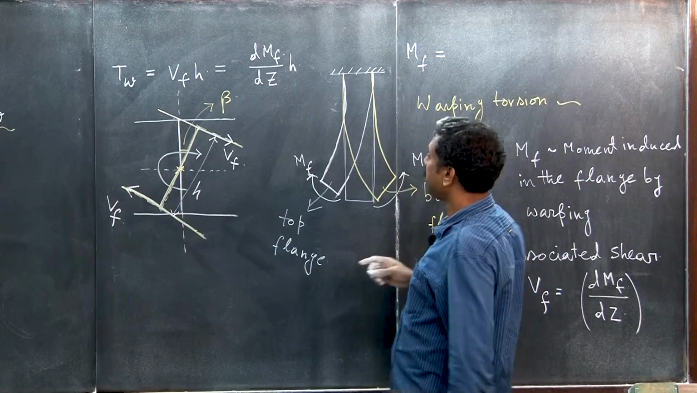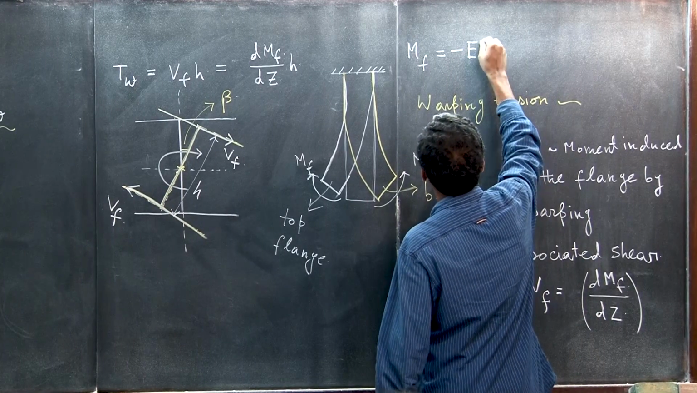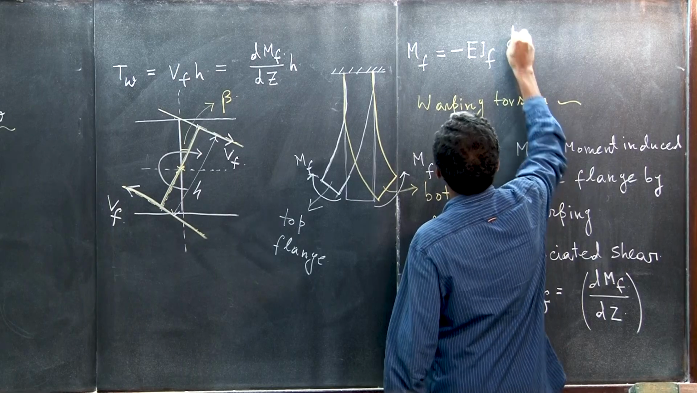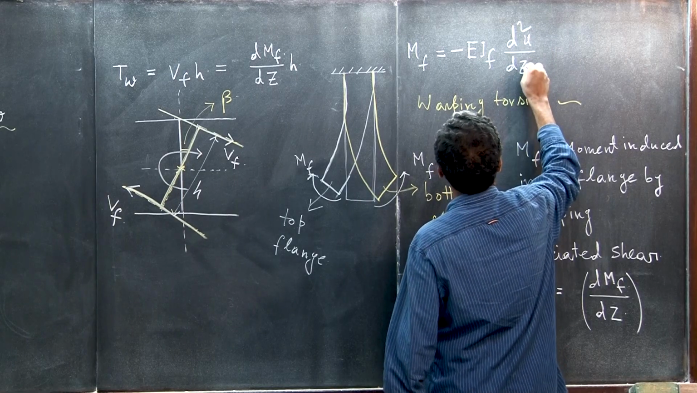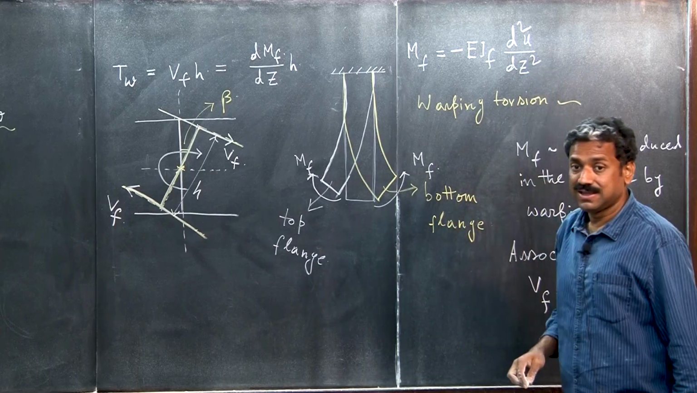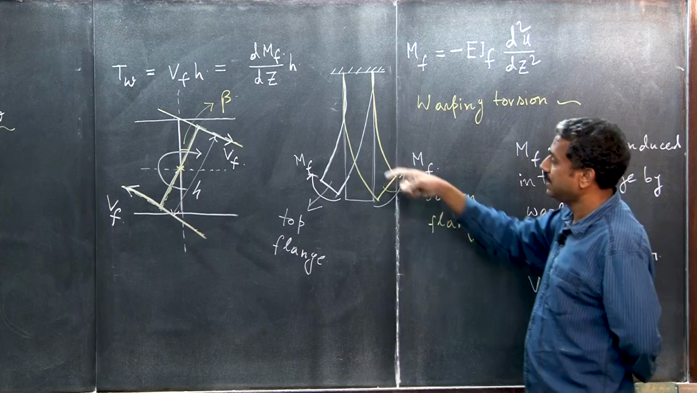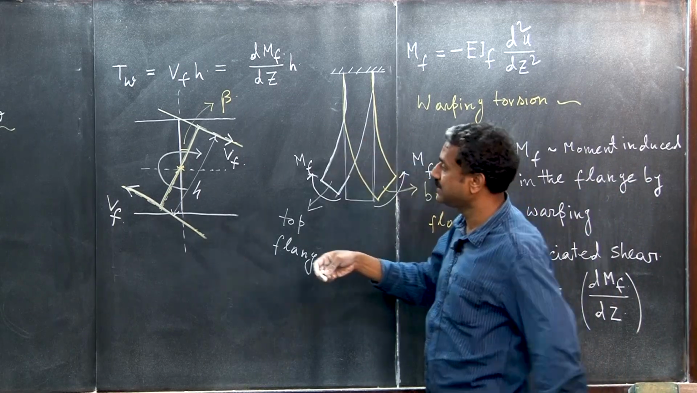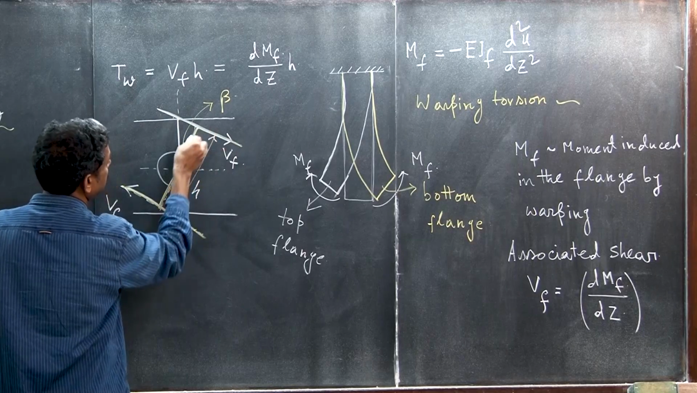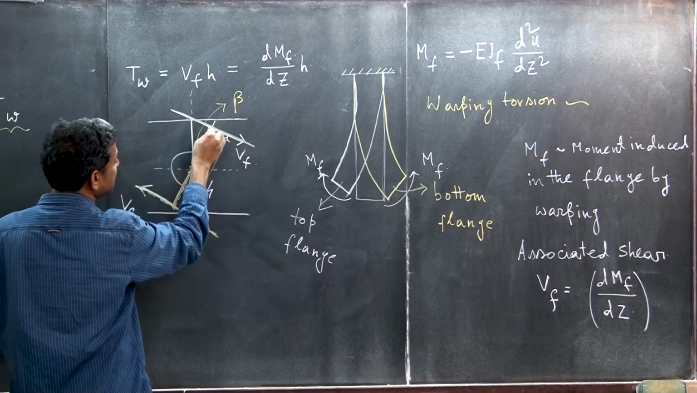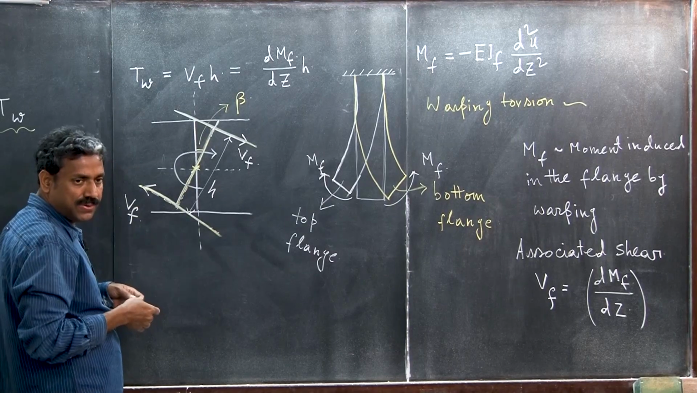Now, if M_F, I can write it as E I_F d²u/dz², can I write like this? Yes. What is E? Modulus of elasticity. I_F is what? If this flange is bending, that means the second moment of area of this flange with respect to this axis, the axis which is aligned along the web, right.